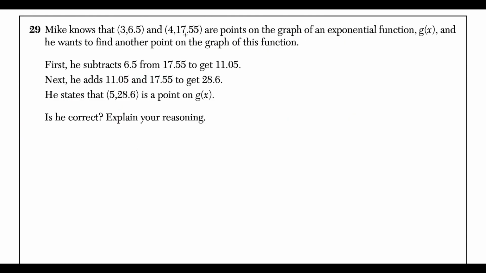Question 29, we have Mike knows that these 2 points are on the graph of an exponential function g of x, and he wants to find another point on the graph of this function. And here's his process. First, he subtracts 6.5 from 17.5 to get 11.05. Then he adds that number to 17.55 to get 28.6.